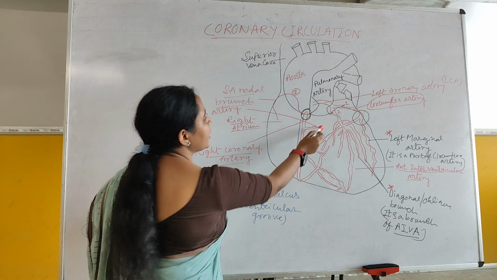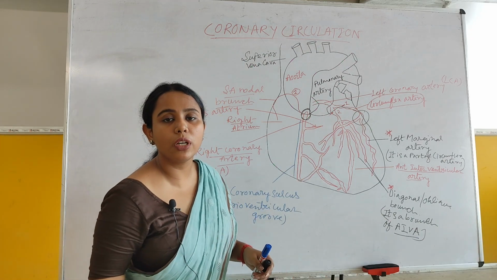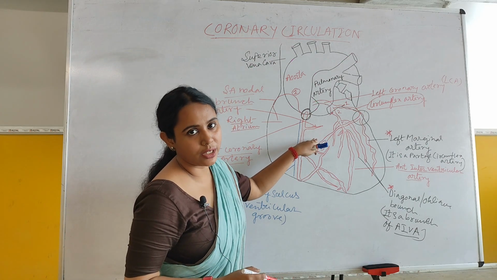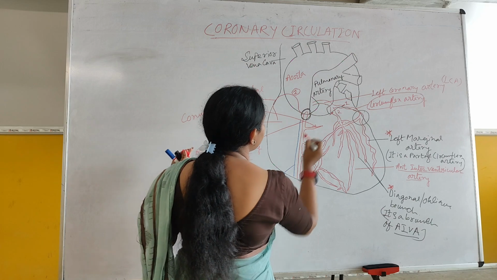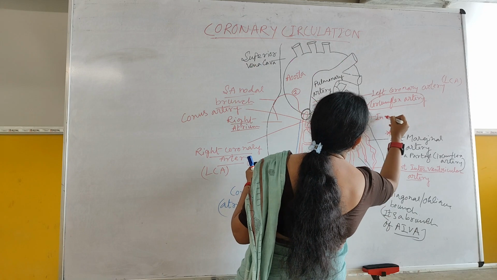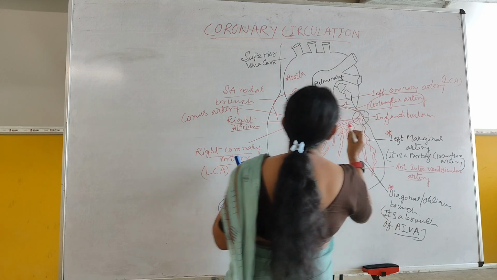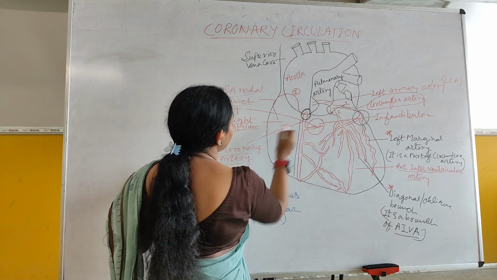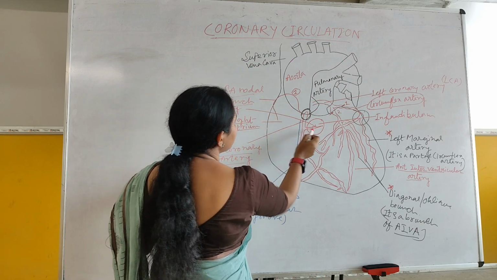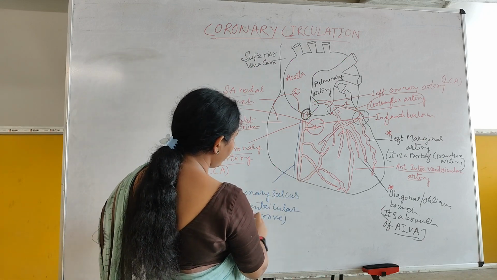Conus artery is placed at this position. This is known as the infundibulum of the heart. This is the outflow of the right ventricle. So this is the Conus artery. Okay, the first branch is the SA nodal branch, then the Conus branch. Then it moves through this atrioventricular groove.